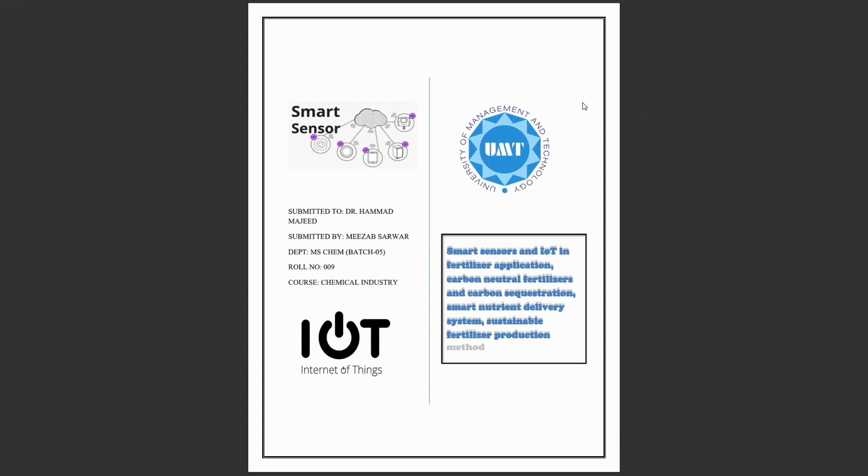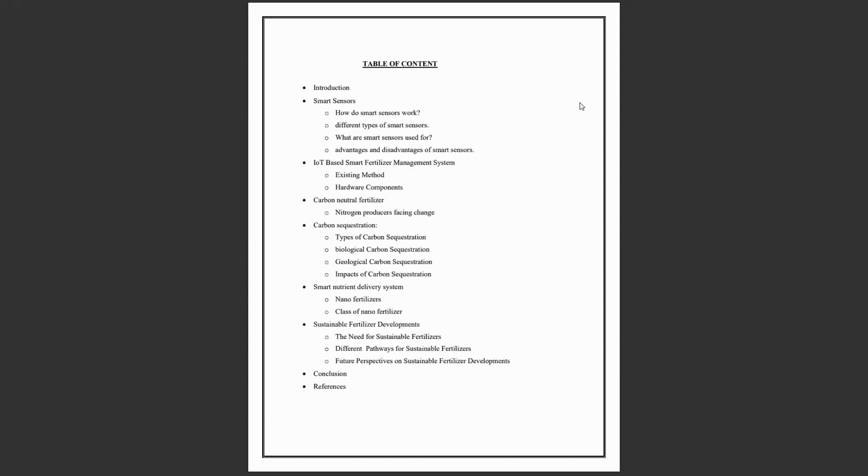Hamad Majid. Now, let's talk about the table of contents, which includes introduction, smart sensors, how do they work, different types of smart sensors, what are they used for, their advantages and disadvantages, and then we'll talk about IoT based smart fertilizer management system. IoT stands for Internet of Things, its existing method and hardware components.